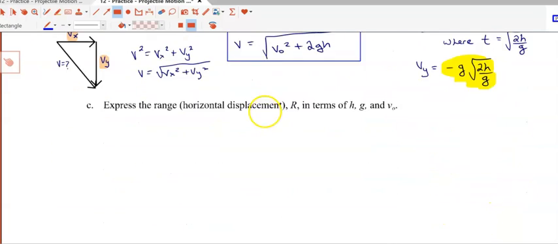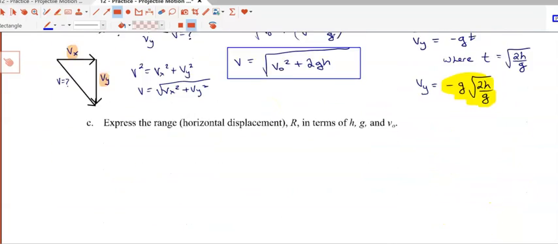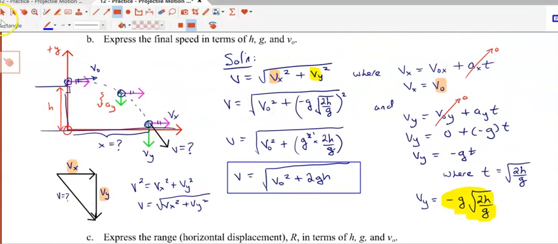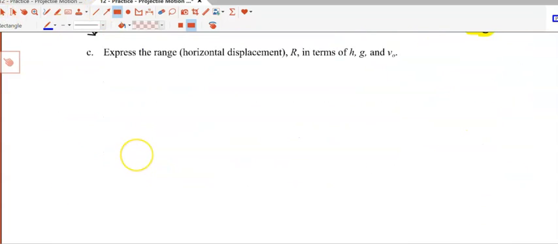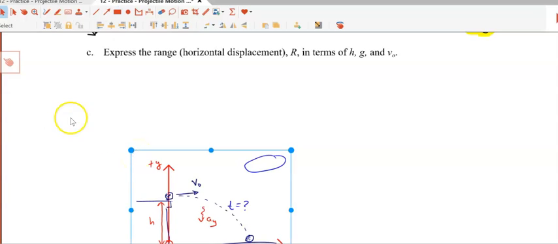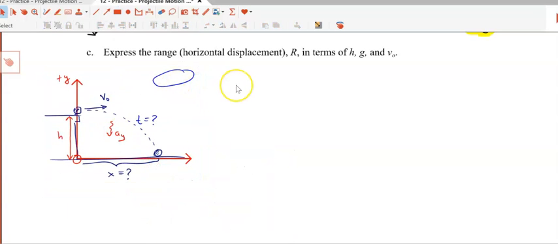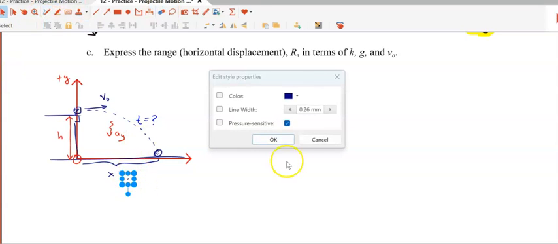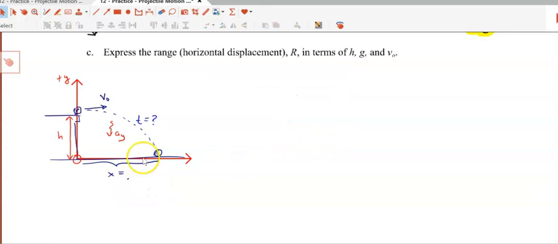Okay, moving on. Now, part C, we are doing the horizontal range. So we're going to take this picture again. Sure, why not? All right, so there we go. We're doing this now, except we're asking for the horizontal range. And the symbol we use for it is R. So x is R. R stands for range, like you're at a golf range. How far does it go horizontally?